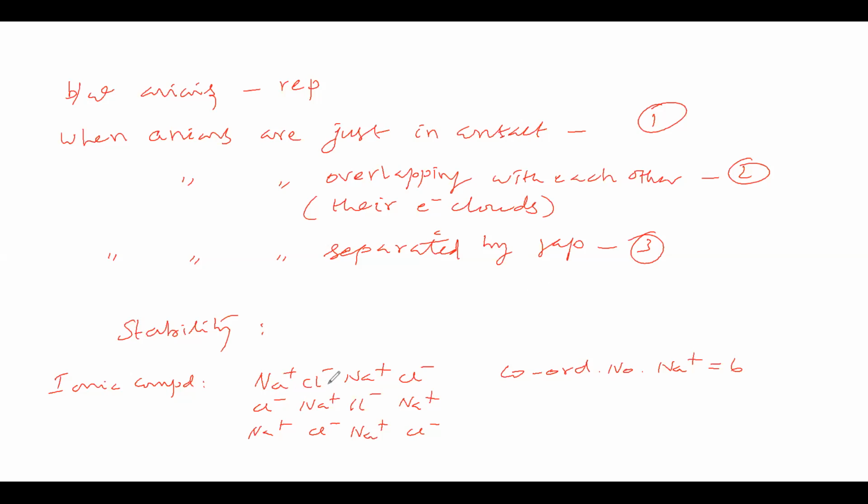So how should the anions be there? The anions should be just in contact. If they overlap, repulsion is dominating. If they are separated by some gap, some other ion will come and sit. So what shall we do? How will the stability be there? Think about it. So now we will take anions.